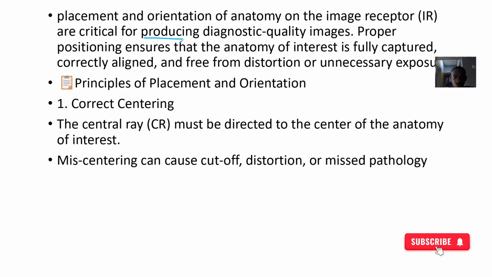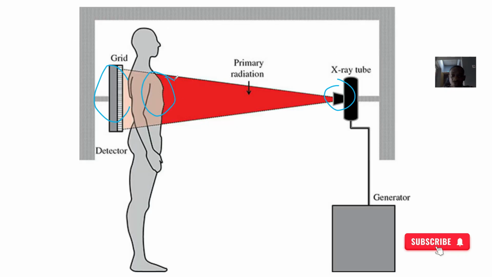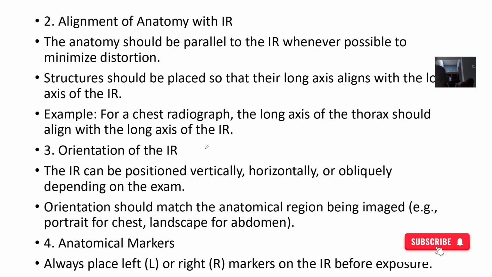Do you understand? When you properly position everything, it will ensure that the anatomy of interest is fully captured. So the principles of placement and orientation: first, correct centering. The central ray must be directed to the center of the anatomy. If I want to image the chest, it should be well placed. Do you understand? Because you don't want unclear images, which would force you to repeat imaging you have already done. Then also alignment of anatomy with the IR.